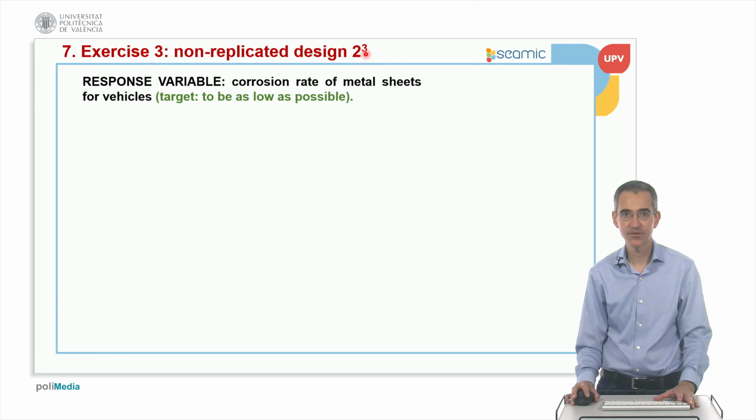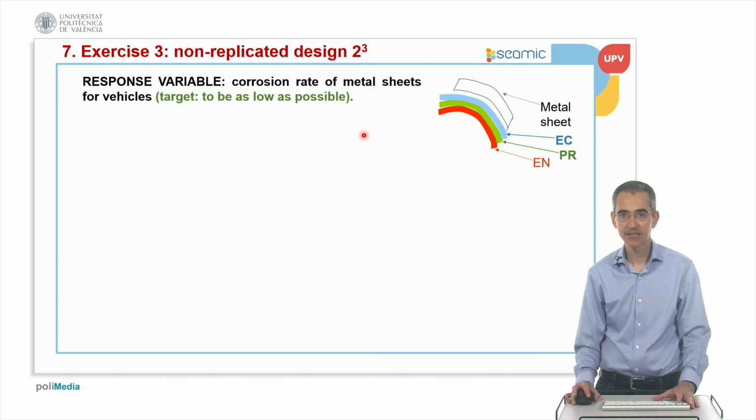Okay, great. Then regarding the third exercise, which is a non-replicated design 2 power to 3, which means that we have 3 factors at 2 levels. In this case, the response variable is the corrosion rate of metal sheets for vehicles. So the target is that we want this corrosion rate to be as low as possible. So this is how it works.